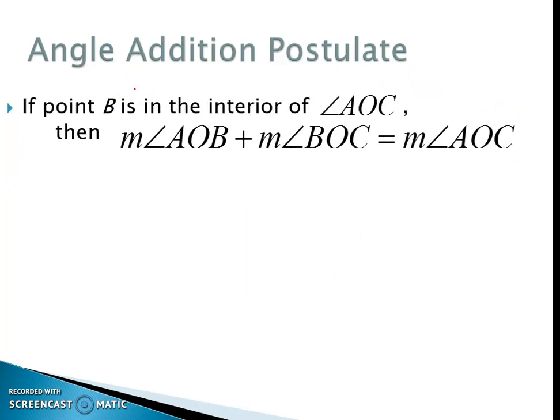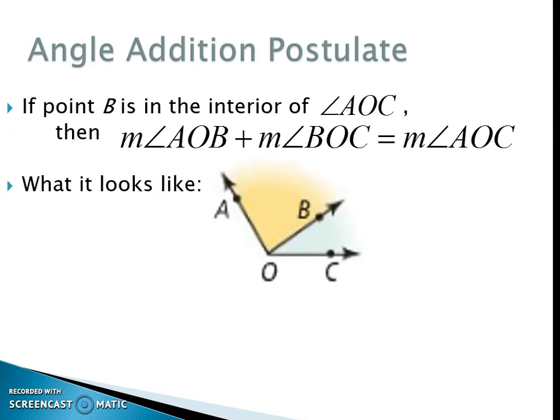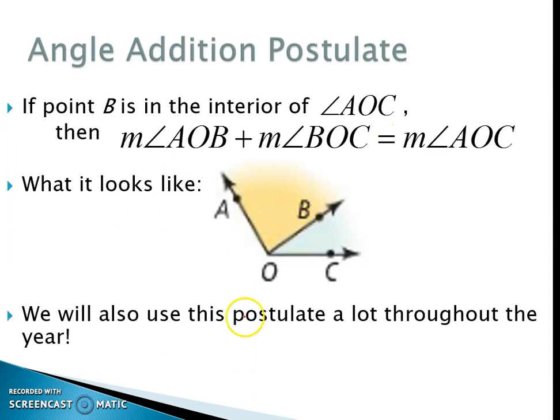Angle addition postulate: if point B is in the interior of angle AOC, then the measurement of angle AOB plus the measurement of angle BOC equals the measurement of angle AOC. I'm going to show you what that means. Right here you have angle AOB, let's mark that. That's angle AOB, and then plus angle BOC is right here. If I add these two, you have angle AOC, the whole thing. We will also use this postulate a lot throughout the year.